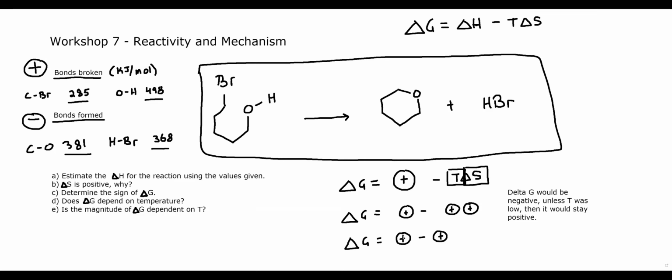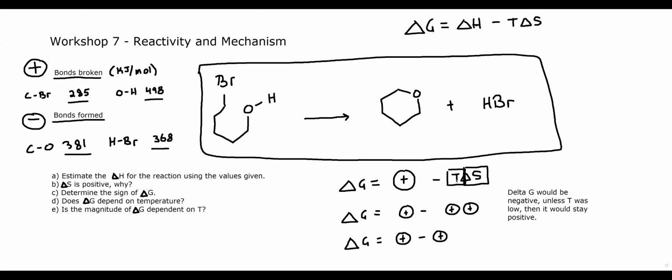At high temperature, it would be a negative delta G, and at low temperature, it would be a positive delta G. Is the magnitude of delta G dependent on temperature? The magnitude meaning the size of delta G dependent on T? Yes, again, the magnitude of delta G is dependent on T because we are subtracting minus T delta S. So this is clearly a value here, okay? So if T is very high, then we are going to have a large number there, and that's going to affect our magnitude of delta G.